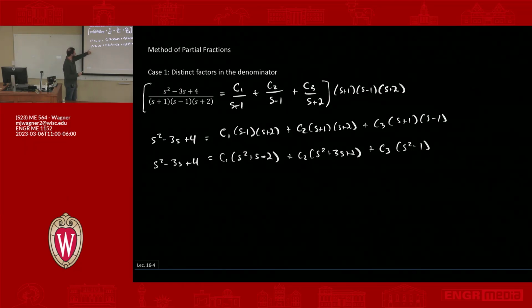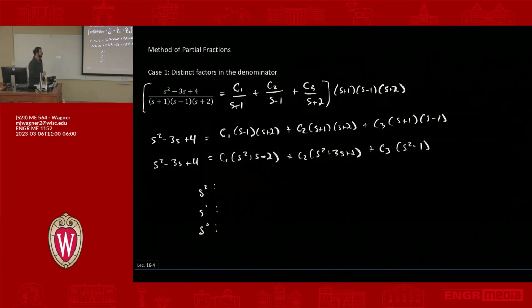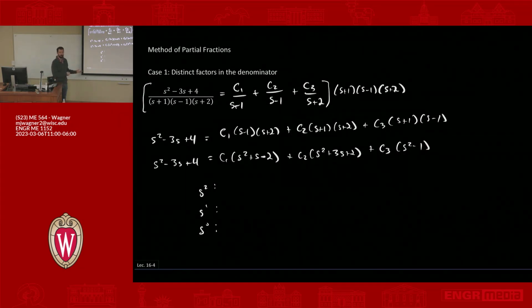So we would go through and say, OK, what is multiplied by s squared? What is multiplied by s to the first and s to the 0th? And collect like terms, and then we have 3 equations for our 3 unknowns. So on the left-hand side, we have 1 for the s squared. On the right-hand side, we have c1 plus c2 plus c3.